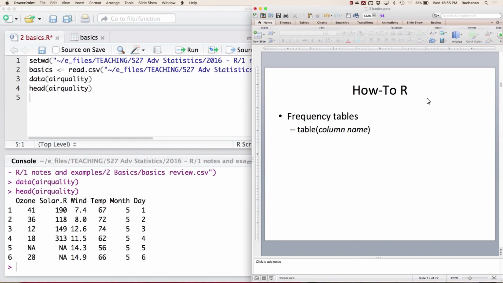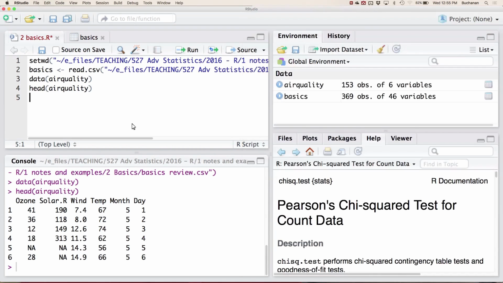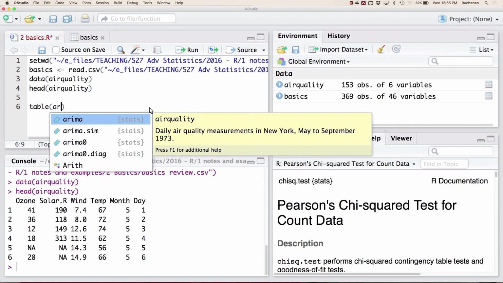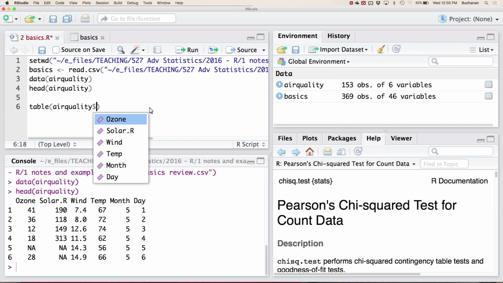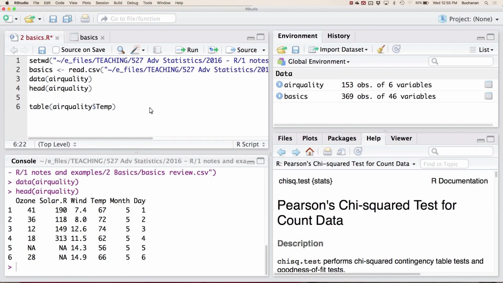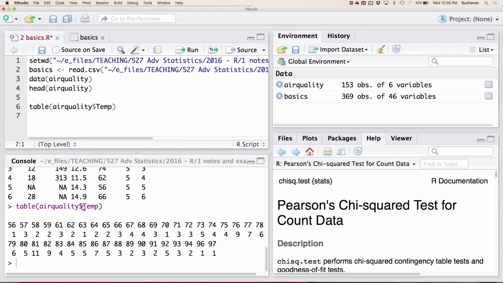So every semester is something new. We'll see. So let's make a frequency table. So the code is simply table. You do have to tell it what data set it's in, so we're going to use airquality, with a $ sign to tell it which column you want. And temp is not a bad column, because it'll give you an example of why frequency tables are not very good for continuous data. So I'm going to do Command Enter or Control Enter to run it. So it gives me a table.